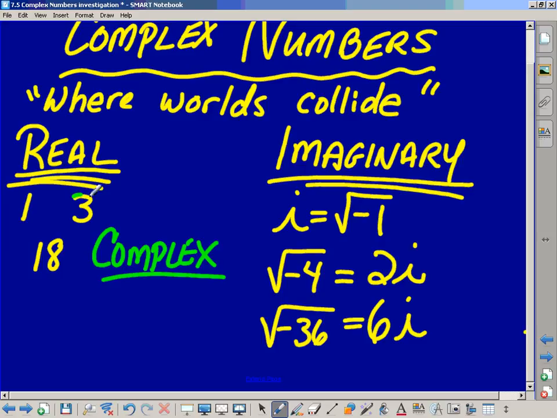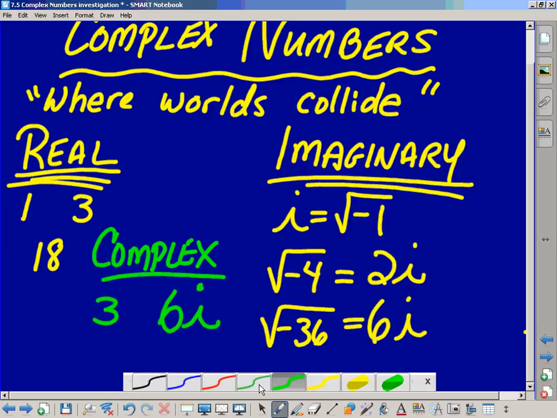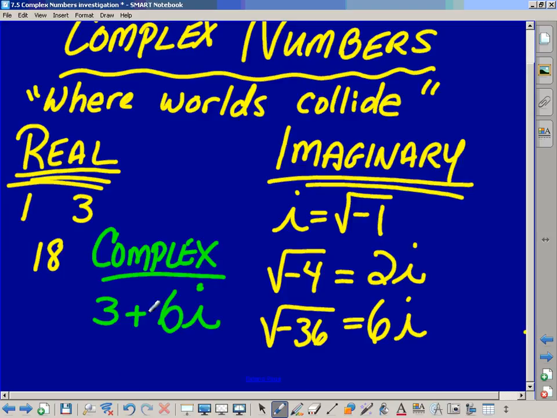For example, take the real number 3 that we have here, and the imaginary number 6i that we have over here. Well, if you take those two pieces of the puzzle together, 3 and 6i, and you link them with any symbol like a plus sign or a minus sign, you get what's called a complex number. 3 plus 6i is a complex number. And a number like that can be the solution to a quadratic equation that we formerly thought had no solution. Complex numbers are used in applications, and I have some examples of those.